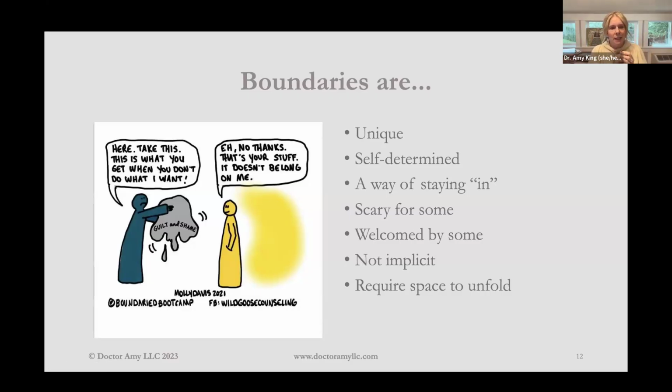If you can't read the little cartoon on the left-hand side, this is from Molly Davis, and she has this little blue person, and it says, here, take this. This is what you get when you don't do what I want. And the little yellow person's like, yeah, no, thanks. That's your stuff. You can keep that. And it's just a pile of guilt and shame.